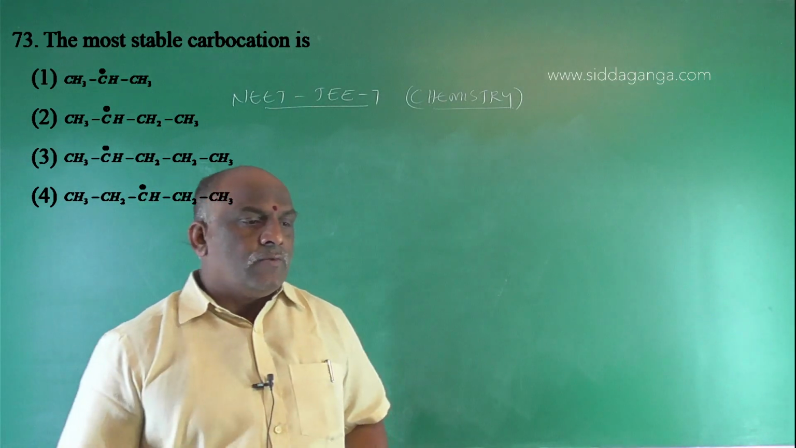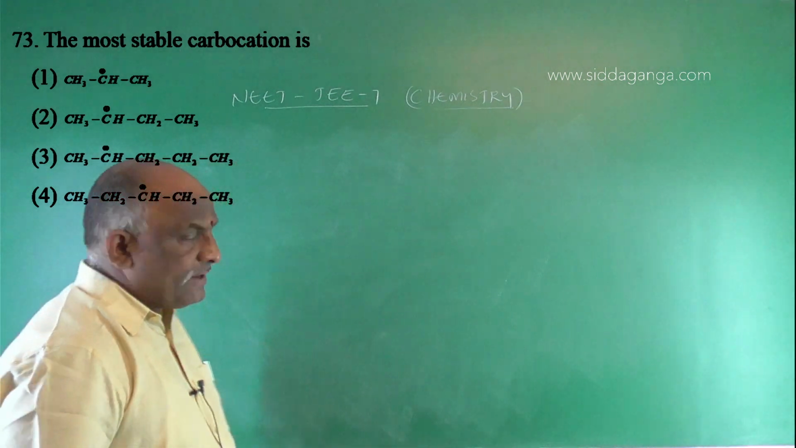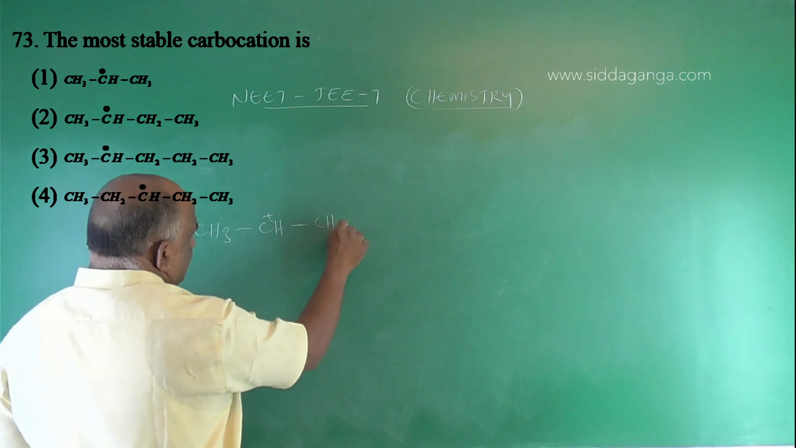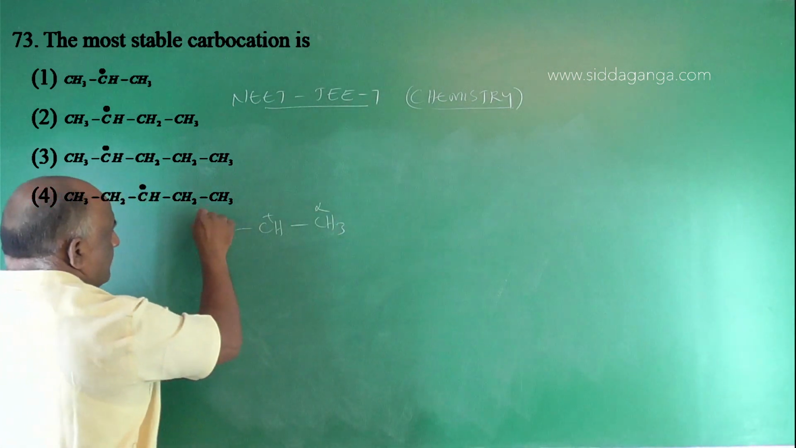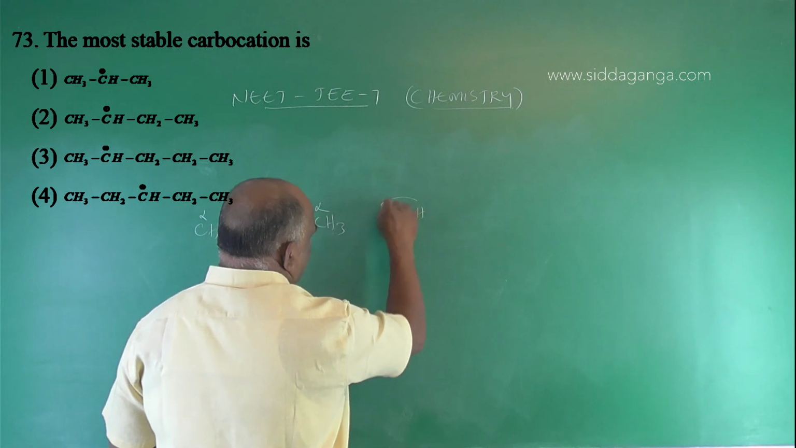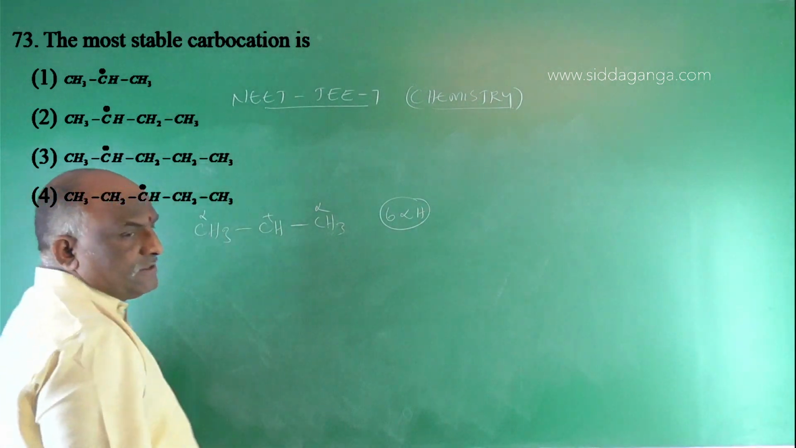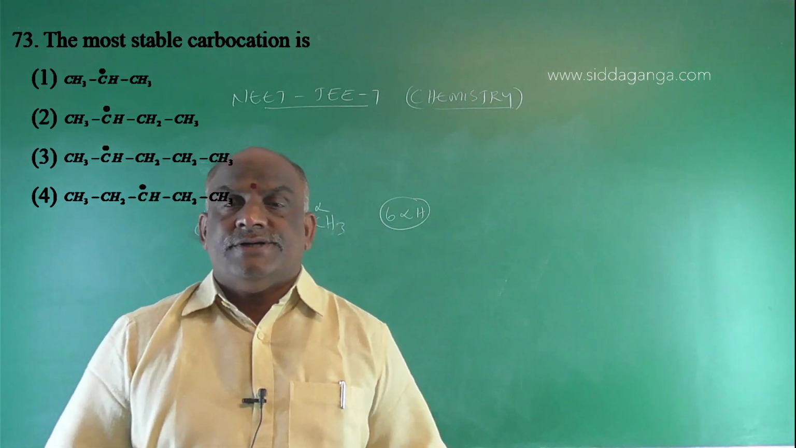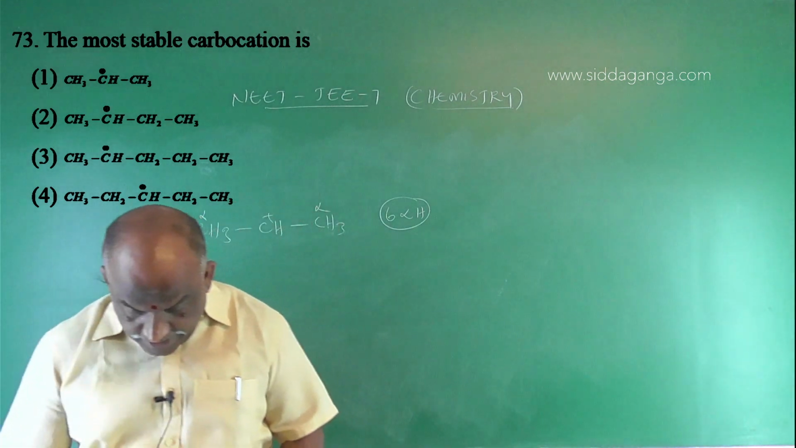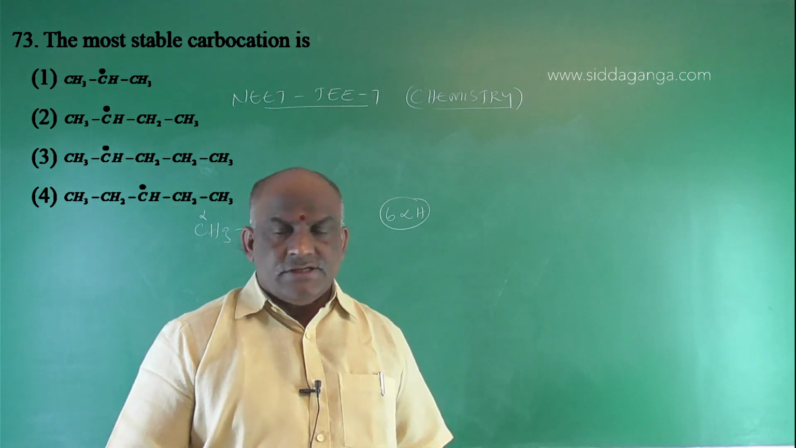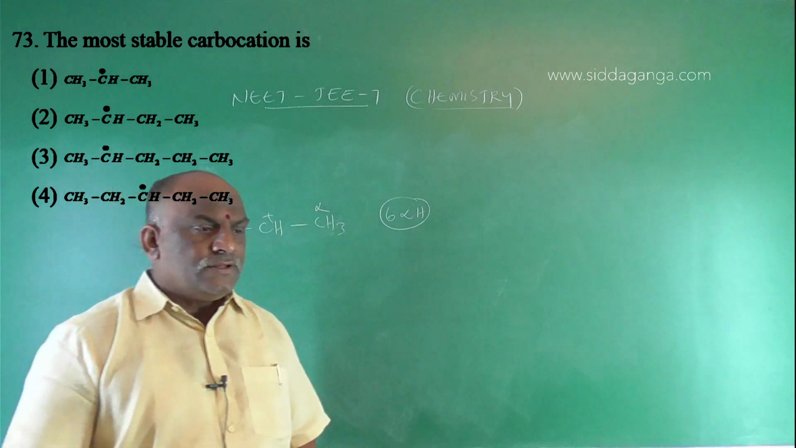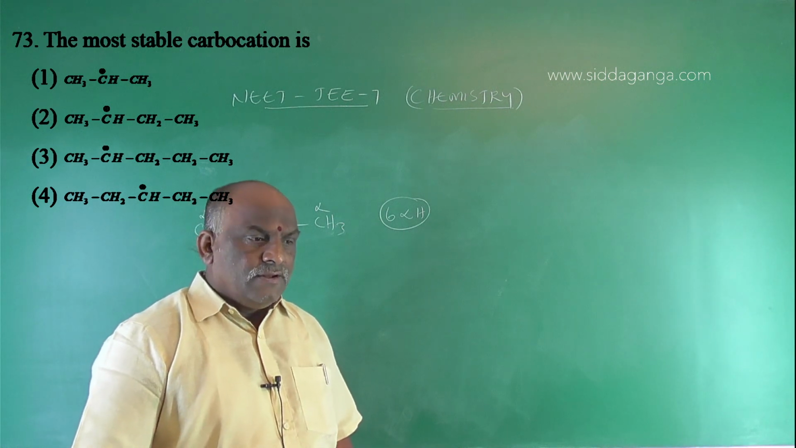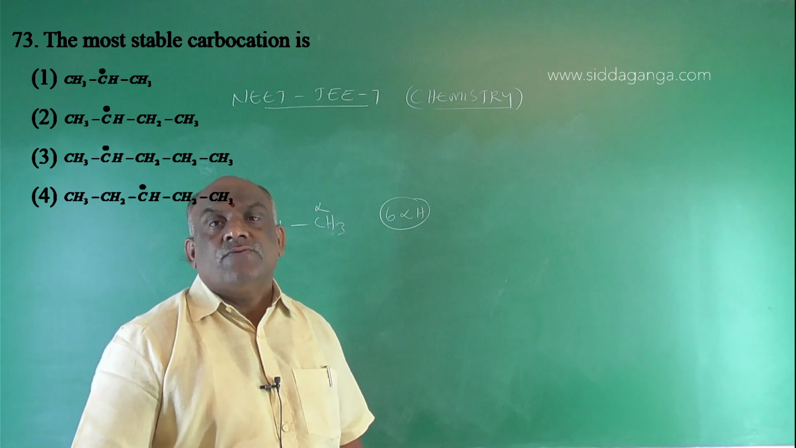The most stable carbocation is option 1, given CH3 single bond CH plus single bond CH3. So here this is alpha, this is alpha. In this example, the number of alpha hydrogens is 6: 3 alpha hydrogens, 3 alpha hydrogens, 6 alpha hydrogens. So in example number 1, we expect more hyperconjugation. Hyperconjugation is dominating the inductive effect. In the second option, third option, fourth option: in the second option, left side 3 hydrogens, right side 2 hydrogens, 5 will be there. In the third option also 5 is there. In the fourth option, 4 hydrogens only are there.